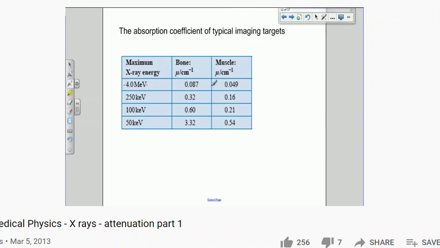Also, you can see that at high energy X-rays the difference is fairly minimal, whereas at very low energies bone is very, very good at absorbing X-rays, and therefore you're going to get quite a large difference in contrast if you use lower energy X-rays. You can see from this table how those two absorption coefficients vary with energy of X-rays.